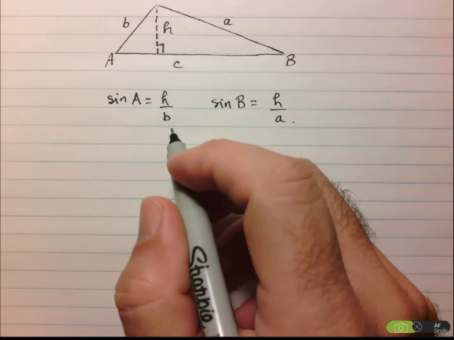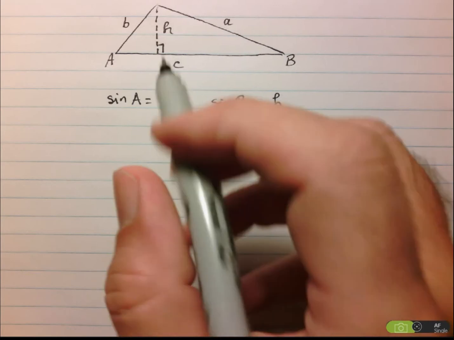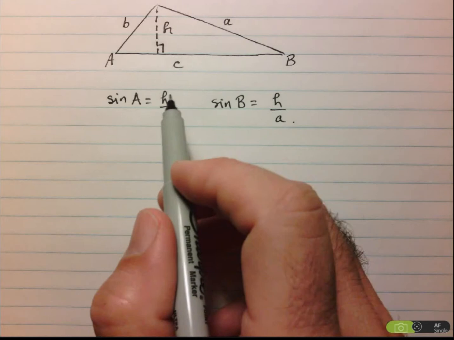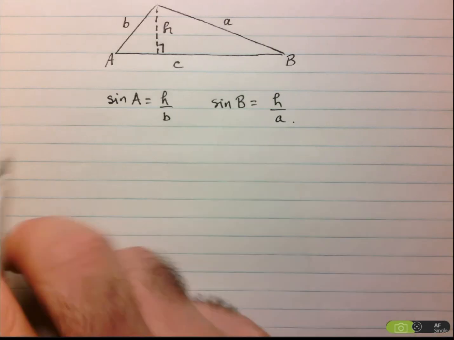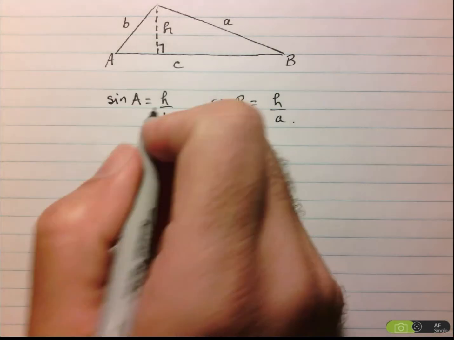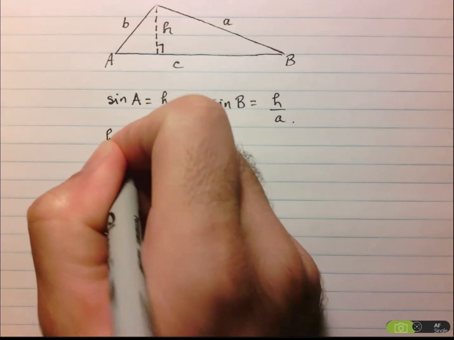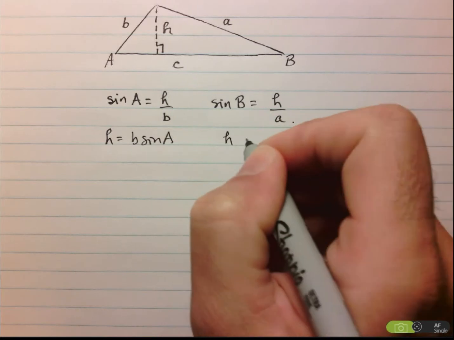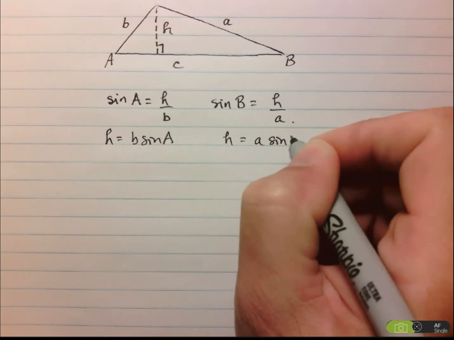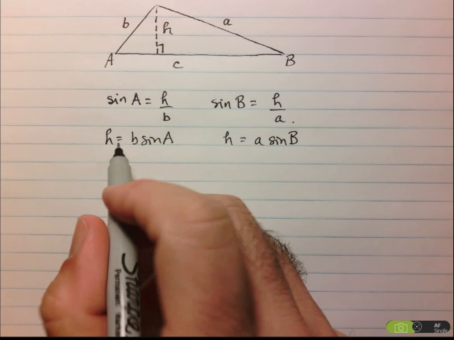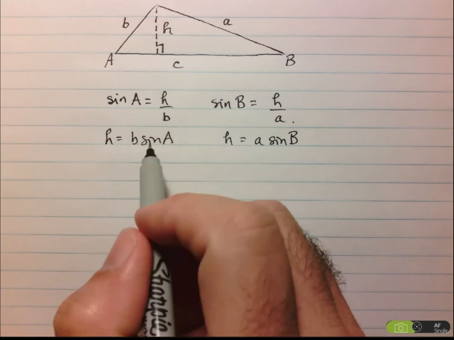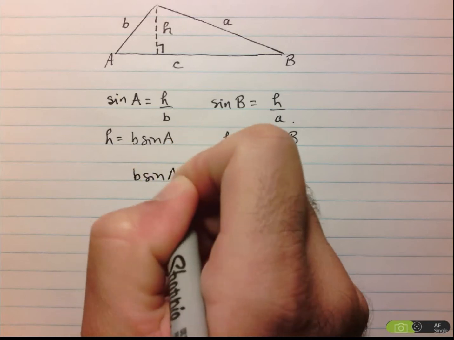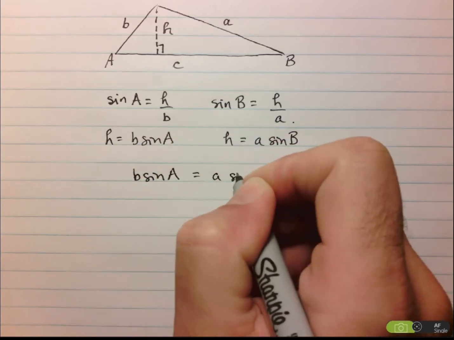Now remember, the relationship I'm looking for should only include the side lengths of the original triangle and the angles of the original triangle. So what I'd like to do is find a way to get rid of that h variable. And I think you can probably see how we're going to do that. We'll do that by solving for h here. So h is equal to, bring that over, b sine A. And then here we have h is equal to a sine B. And since these two h variables are the same, if those are equal, these two expressions must be equal. And so we have b sine A equals a sine B.